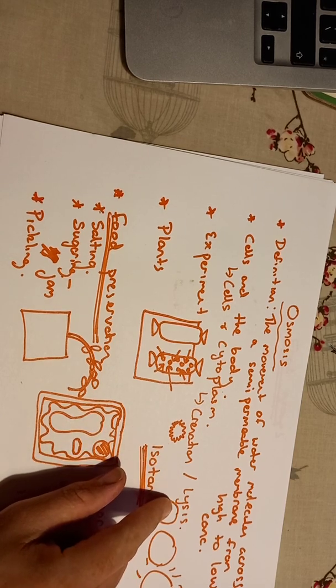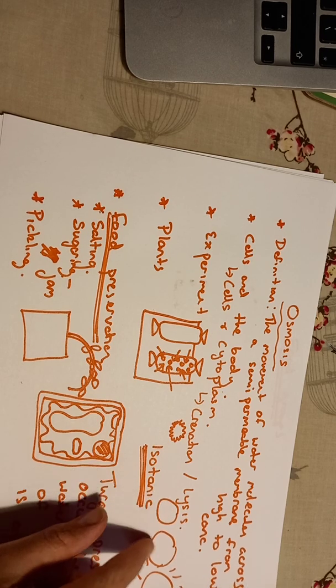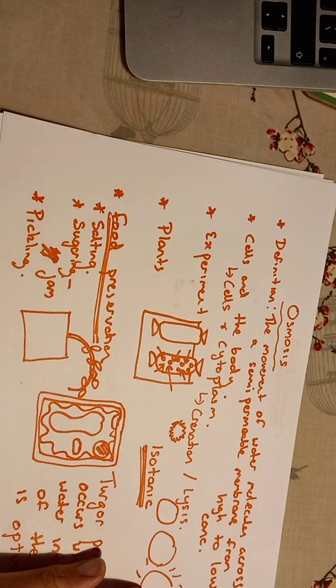Lysis is the opposite. Lysis is where you place an animal cell in really low concentrations of salt and sugar. So therefore you might place it in pure water and it takes in lots and lots of water and it will eventually burst or explode.